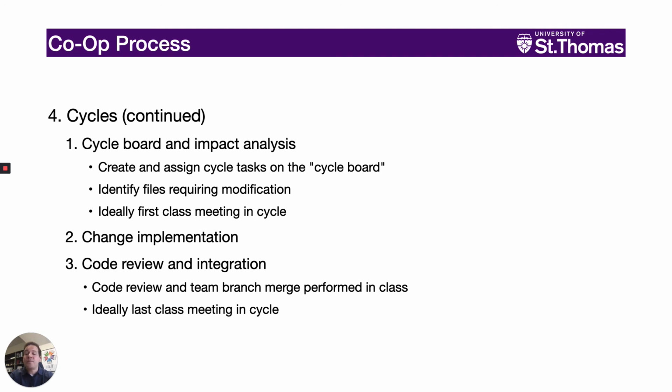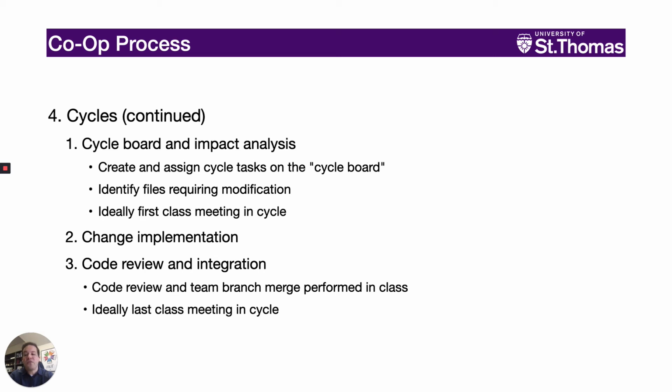In the first, cycle board and impact analysis, teams create and assign cycle tasks on the cycle board, which is like a product backlog in Scrum. Importantly, teams also collectively identify the corresponding files that will require modification to complete those tasks. Ideally, these activities take place during the first class meeting in each cycle.